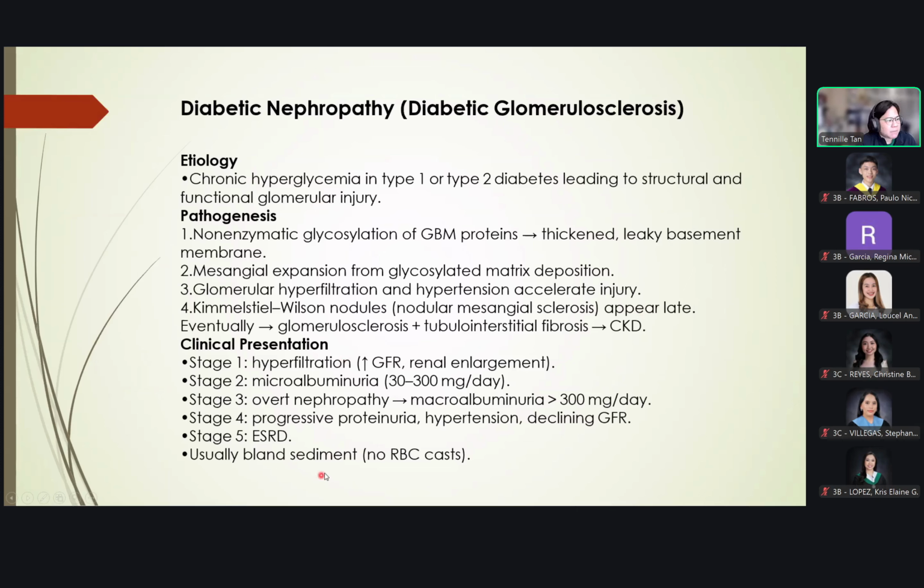Usually when we examine their urinalysis, it's a bland sediment, meaning we don't really find anything else aside from the albuminuria. There's usually no RBC, WBC, or any other casts seen in the urine sediment.